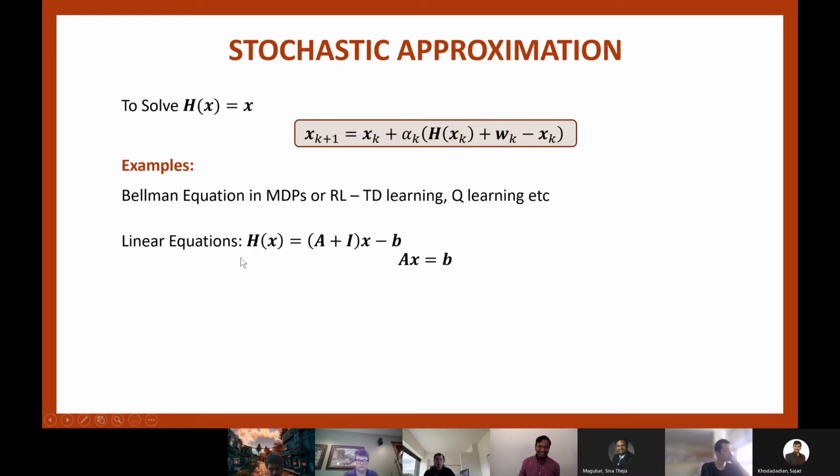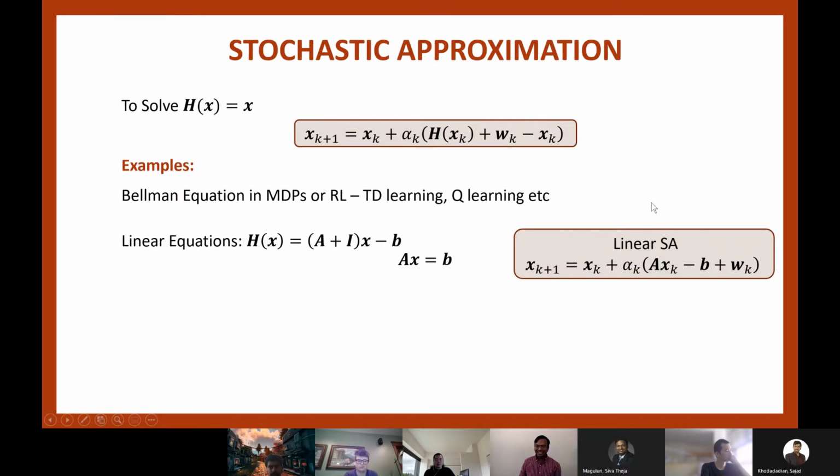And we talked about linear equations where h is of this form. So if I take this h and put it in the stochastic approximation, I get a linear stochastic approximation that looks like this. And I mentioned how there are many methods to solve linear systems of equations, but we can use this method if we don't have access to A and B, but we have only noisy Oracle access.